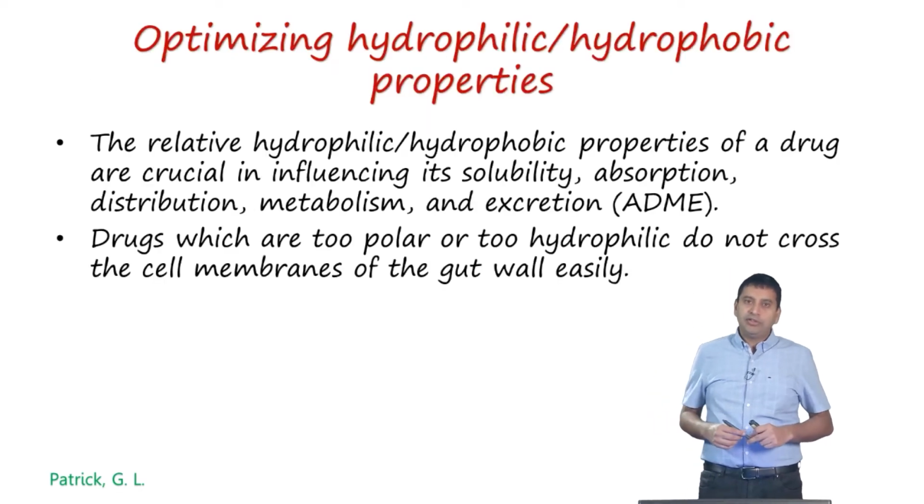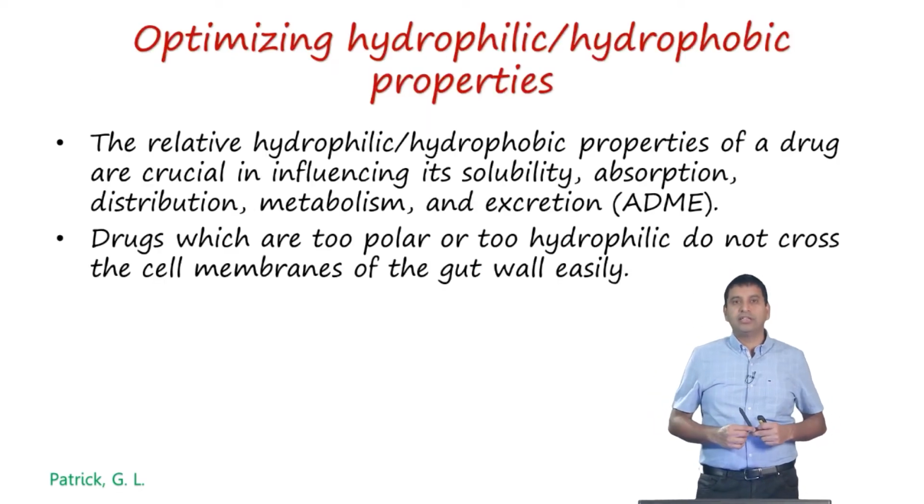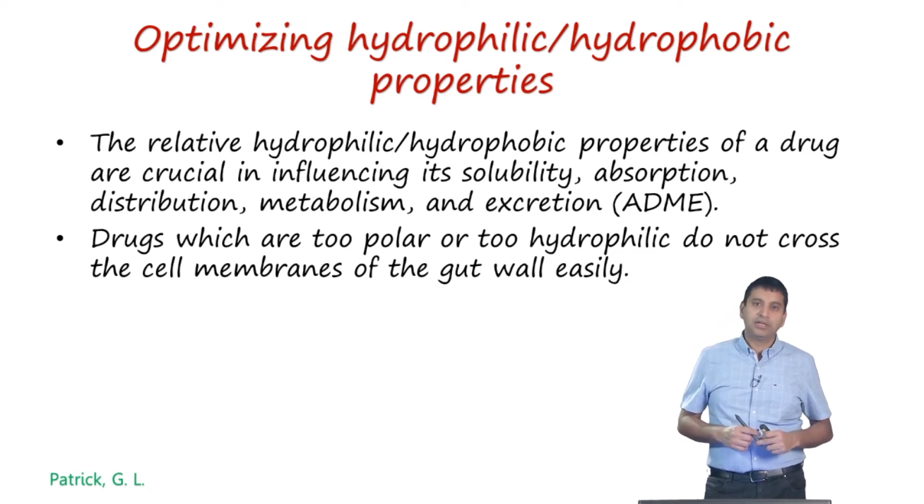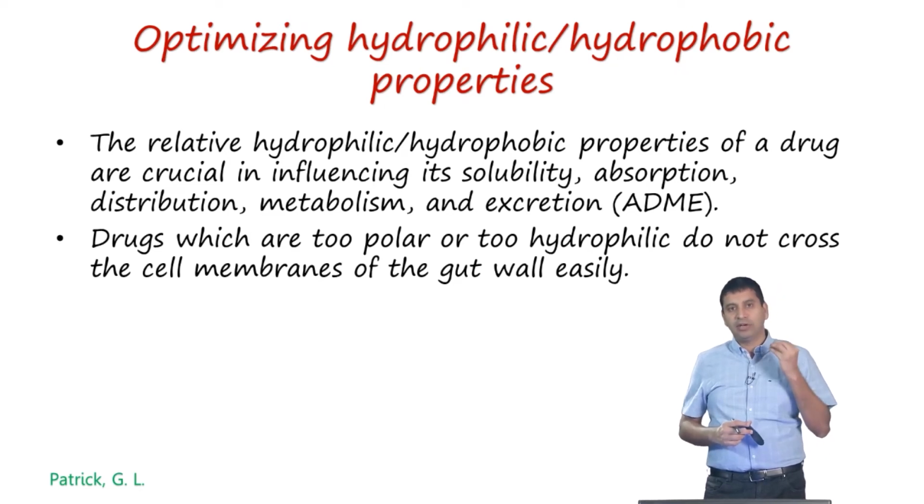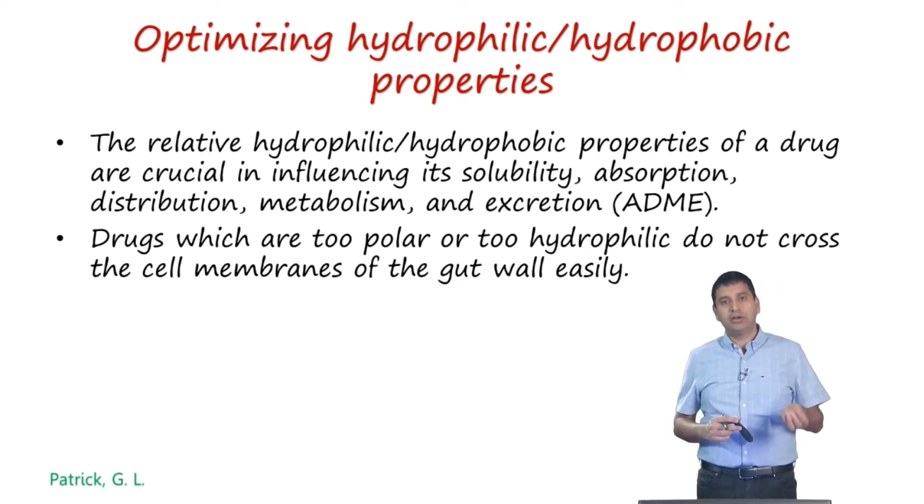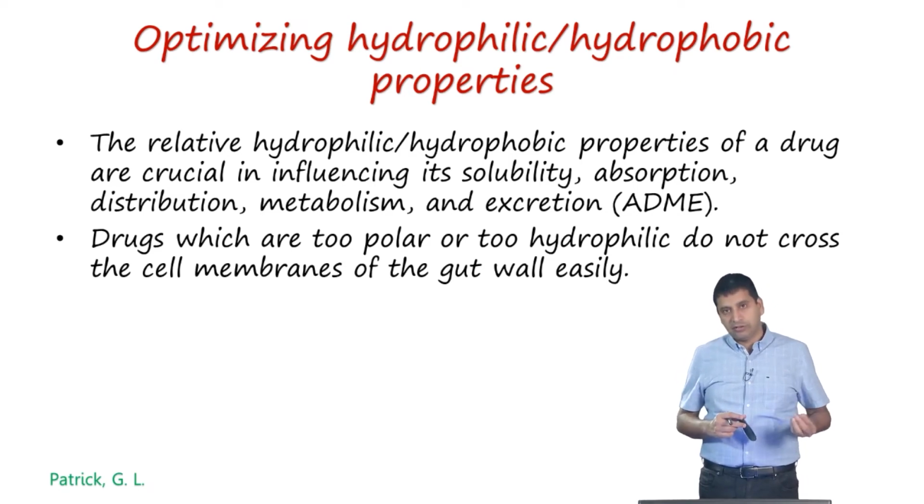So, in order to optimize the drug, the first major thing that we would look at is to optimize the hydrophilic or hydrophobic property. So, the relative hydrophilic hydrophobic property is crucial to influence its solubility, because unless you get the molecule into water or aqueous medium, it is not possible for it to be administered in some cases. Then it also has to have optimized absorption, distribution, metabolism and excretion, ADME. All these properties are going to be influenced by the relative hydrophilicity and hydrophobicity.